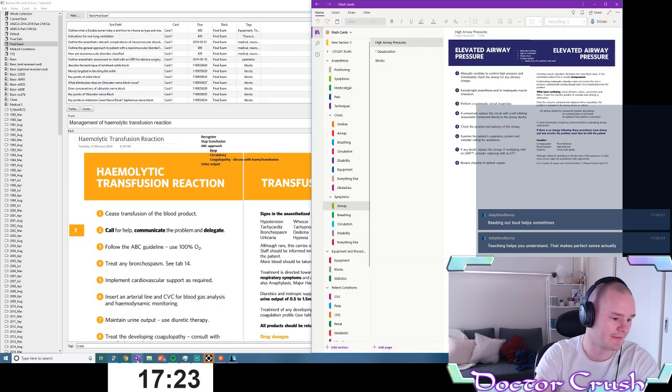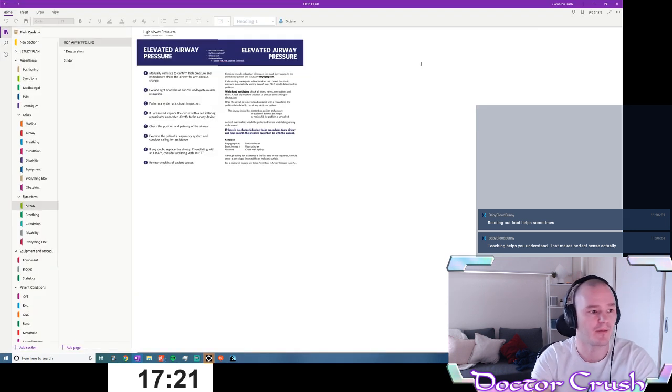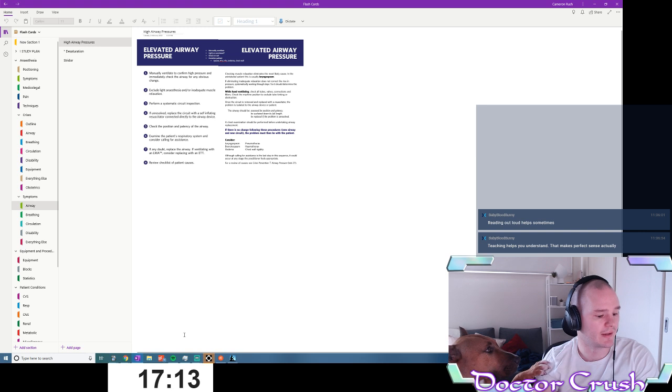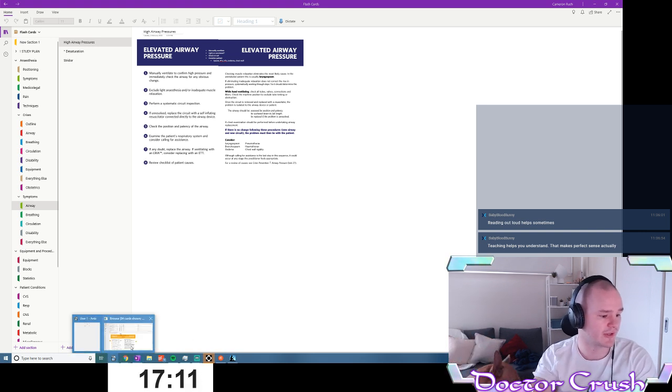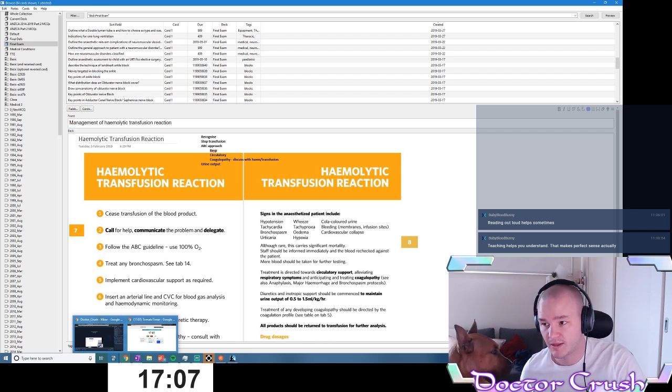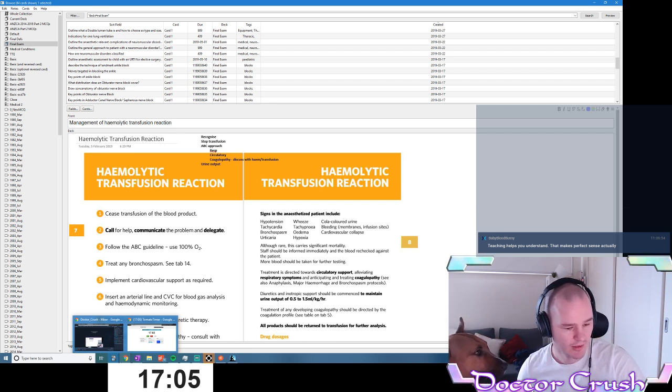But my general plan, I read a book, I make flashcards. Whether that's copying and pasting stuff or not, I make these nice little summaries. Then I convert them into a digital flashcard using Anki. And then that way I'm able to test and retest myself.